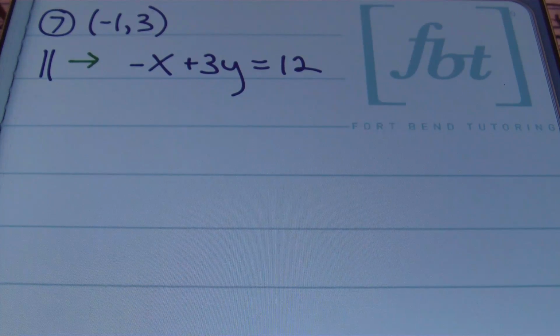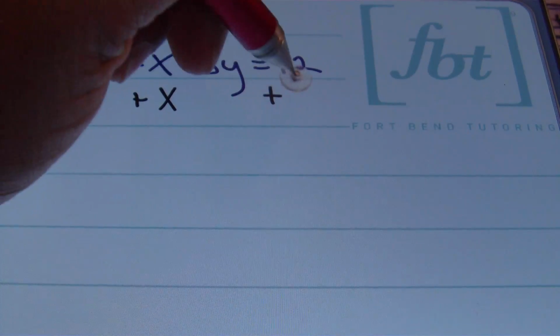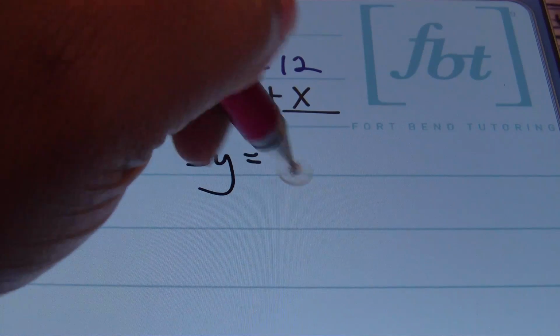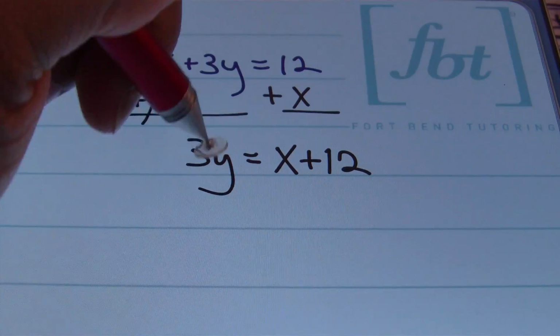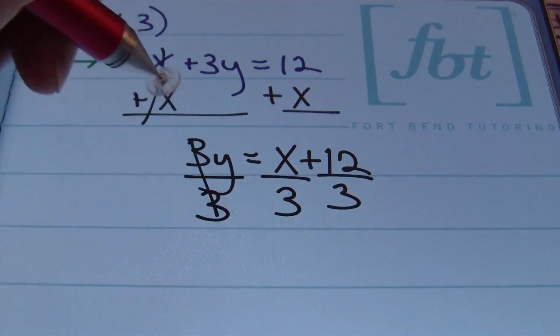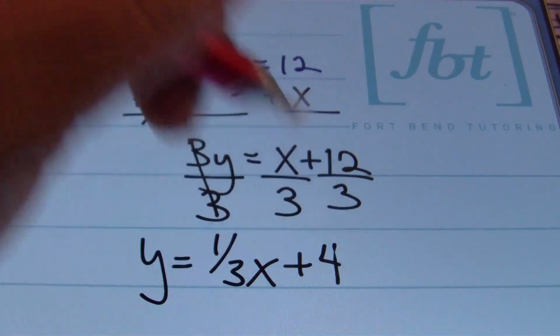So the first thing we need to find, ladies and gentlemen, is the slope of this line. And the quickest way to do that is to solve for y. All right, so that's what we'll do. We'll go ahead and add x to both sides of the equal sign here. All right, and this gives me 3y, which equals x plus 12. And then I'll divide each and every term by 3. And what we end up with here is y equals 1/3 x plus 4.